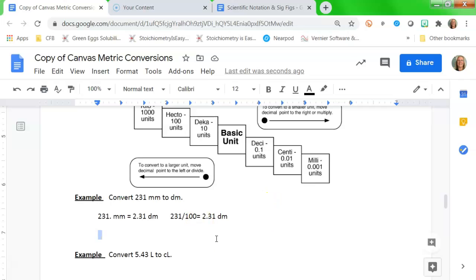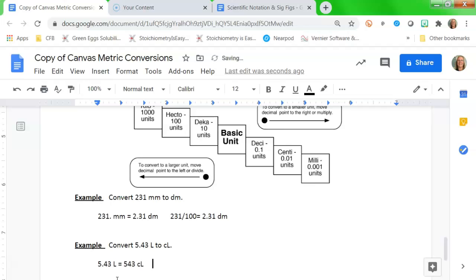Okay, so let's try the next example, and the next example is going to be liters to centiliters. So now my liters, which is a base unit, is moving to a centiliter, which is 2 decimal places to the right. So let's try that. I'm going to do 5.43 liters becomes, and I'm going to move my decimal place 2 places to the right, so that becomes 543 centiliters.